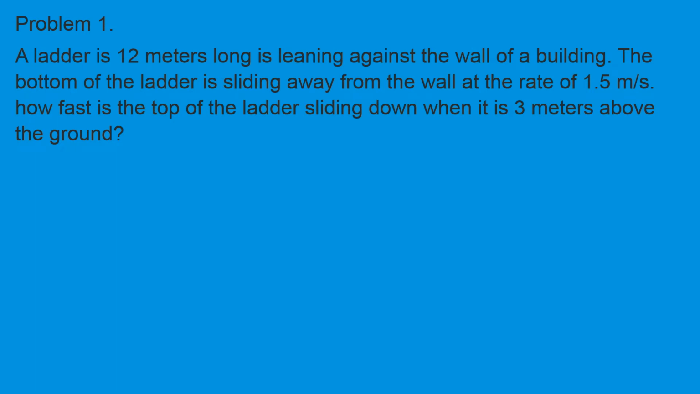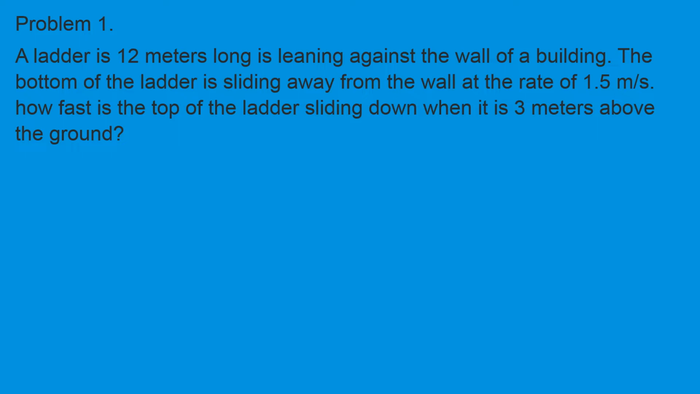The first problem. A ladder 12 meters long is leaning against the wall of a building. The bottom of the ladder is sliding away from the wall at the rate of 1.5 meters per second. How fast is the top of the ladder sliding down when it is 3 meters above the ground? So in this problem there is a ladder which is 12 meters long. It is leaning against the wall, and at the same time the bottom of the ladder is sliding away from the wall at the rate of 1.5 meters per second.